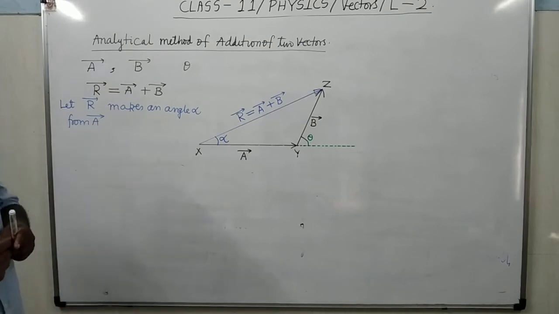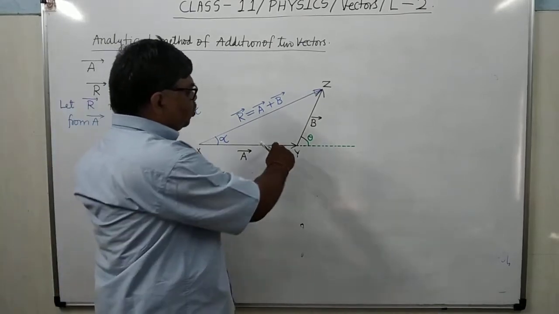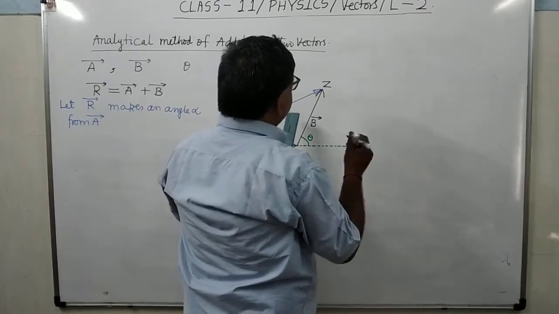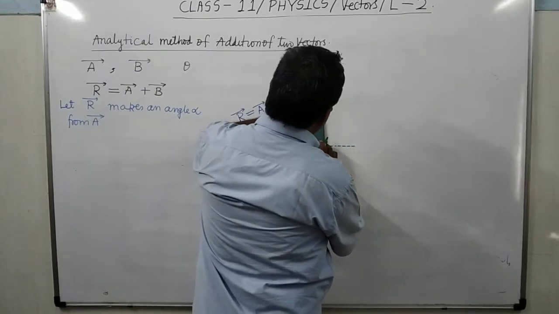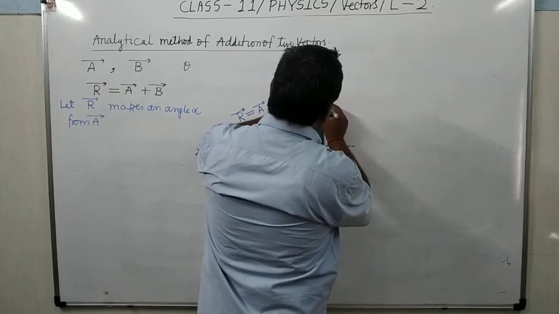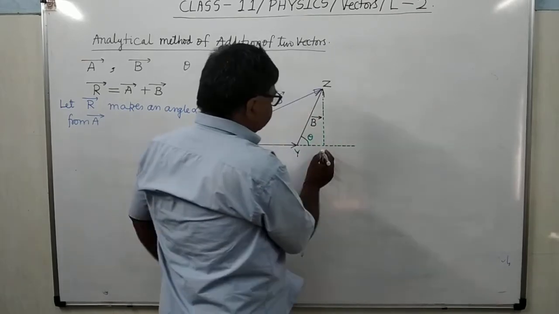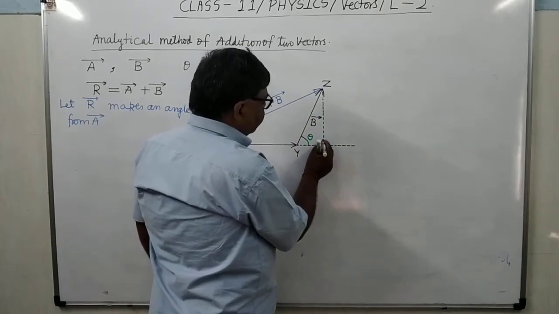Now what will you do? You do one construction. From point Z you draw a perpendicular over the dotted line. This I have named as M.